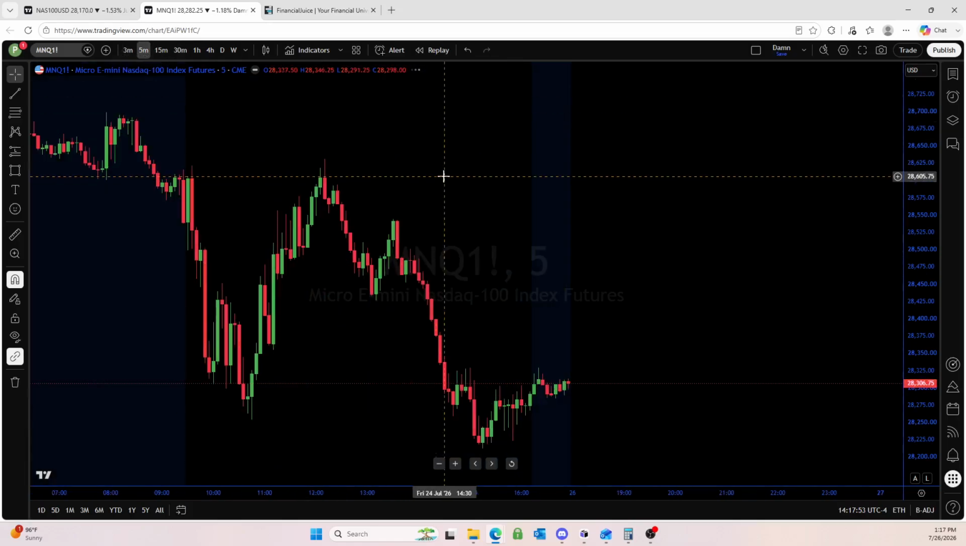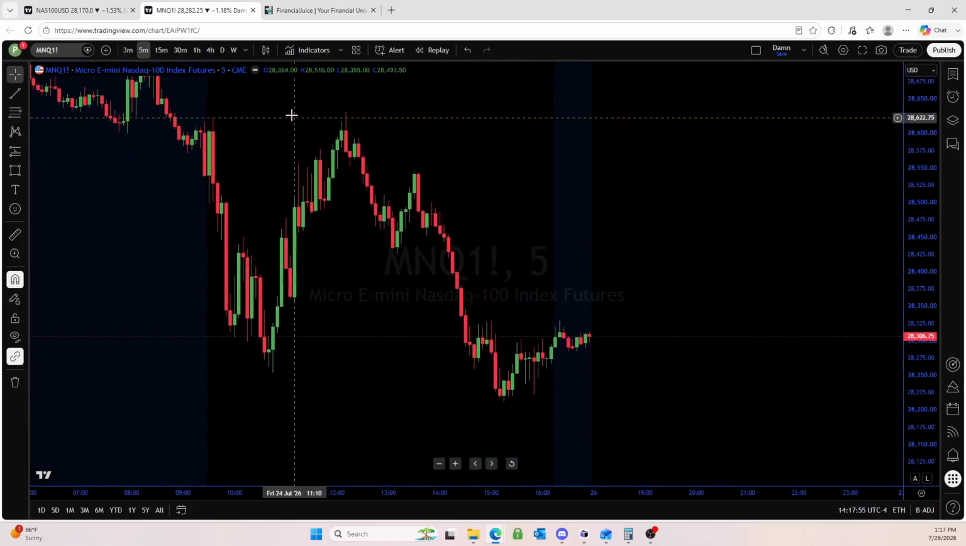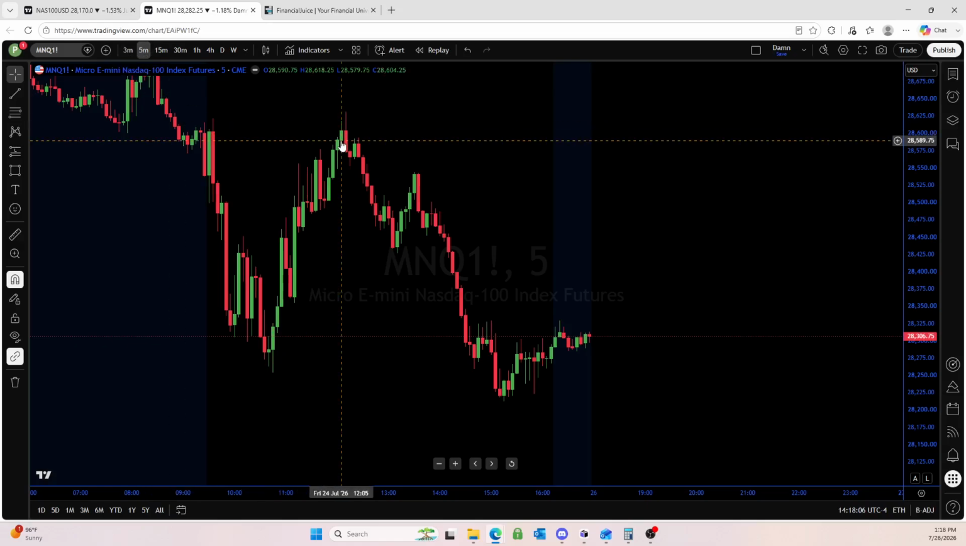So I typically am always on the 3 or the 5-minute. I'll use like the weekly, daily, 4 hour, 1 hour, 30-minute, and 15-minute to get my daily bias or see where trend is going, but I usually am entering trades on the 3-minute and 5-minute.